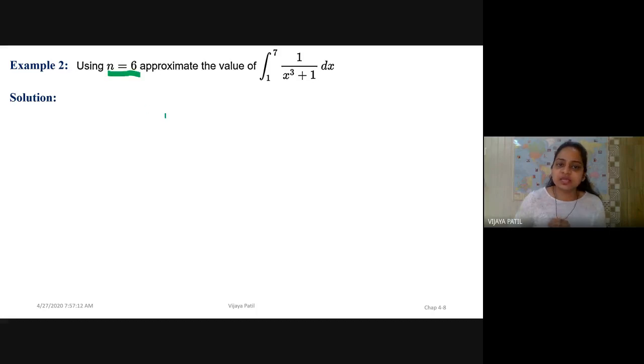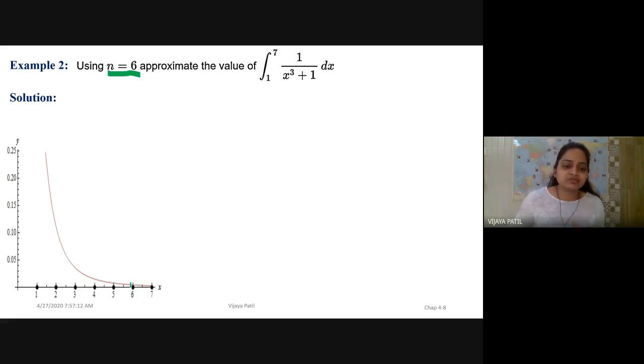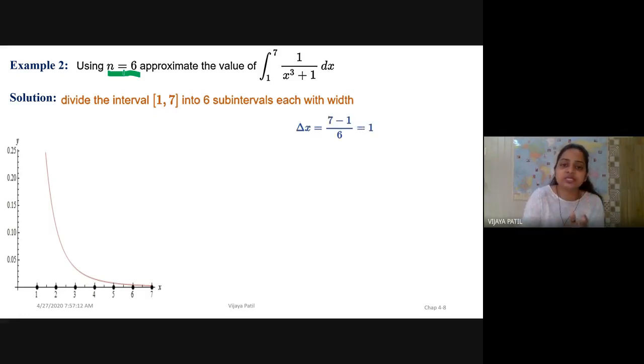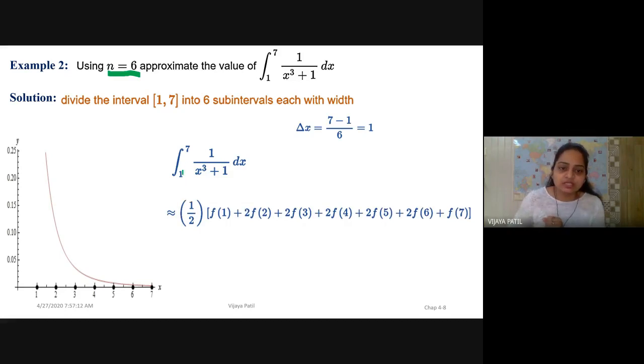So it's n equals 6 again, and 1 to 7 here. 1 to 7 is the limit here. This is the function, and this is an approximate curve of this function. Just for the sake of understanding, I have drawn the curve here. So it's 1 to 7, and the number of intervals given to us is 6. So this 1 to 7 I need to divide into 6 intervals. How? The upper limit 7 minus the lower limit 1, divided by 6, is equal to 1 here. And therefore this integral, 1 to 7, 1 upon x cube plus 1 dx, is equal to.